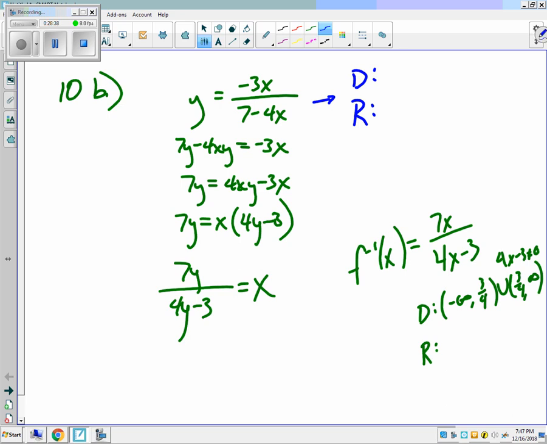So what's the domain of the original function? 7/4? Using what you know, this is a rational function, so there's actually going to be a vertical asymptote there. So it won't ever touch the vertical asymptote.